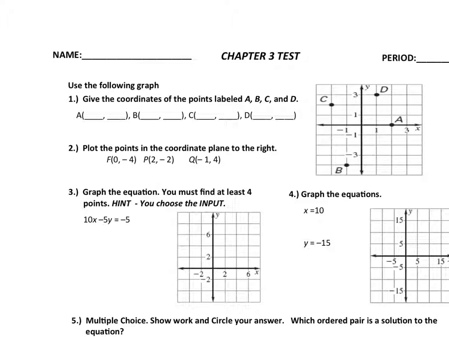Number 1, we're going to give the coordinates for points A, B, C, and D. Here's A, B, C, and D. Remember, your coordinates are X and then Y. Alright, so make sure you put X and Y. Alright, should be fairly simple. List all the coordinates for these 4 points.